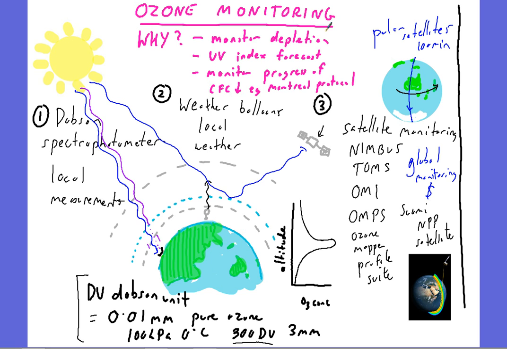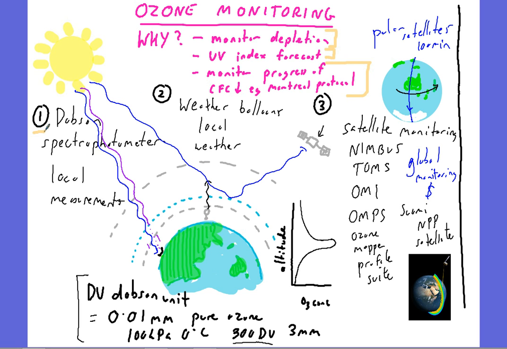We want to monitor ozone depletion so we know how the problem is going. We want to monitor ozone so we can predict the UV index. And we also want to monitor ozone so we can see have things like the Montreal Protocol been having a positive effect on the ozone layer. Can we fix this ozone layer? And there's three main ways we can monitor ozone.